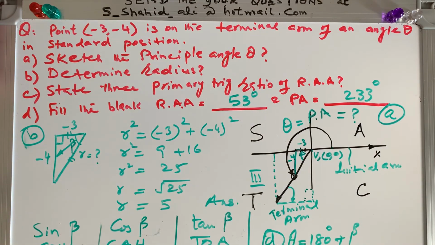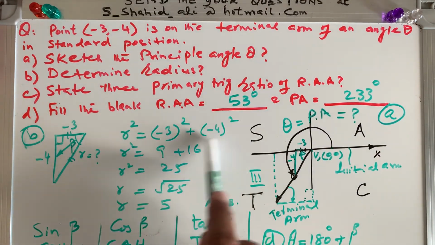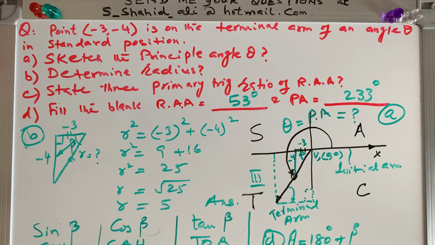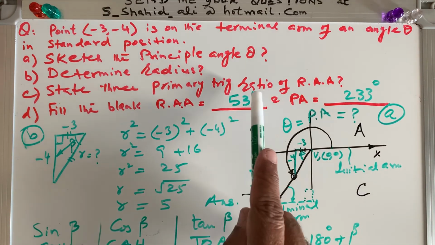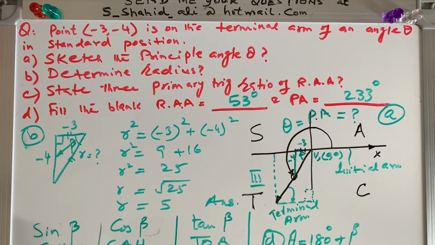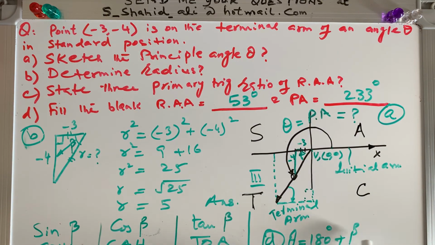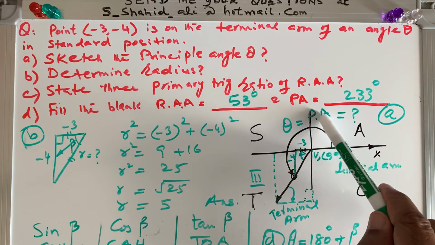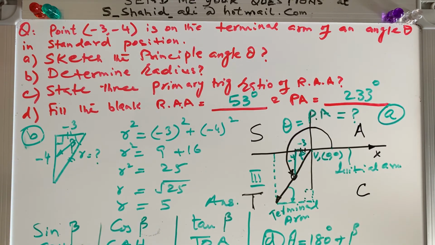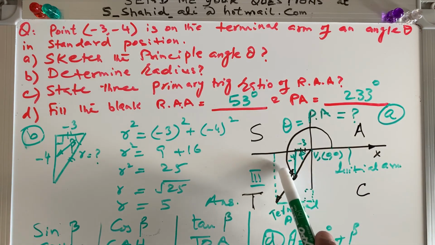If the point is given, we draw it, and then we draw the theta, we draw the angle. We have this right angle triangle where we use the Pythagorean theorem to find out the radius, which is the hypotenuse as well. Then we use the trigonometric ratios to find out the three primary trigonometric ratios: sine theta, sine beta, cos beta, and tangent beta. If we need to know the principal angle, which is theta, theta is equal to 180 plus beta, which comes out as 233. So we fill in the blank that it is 233.